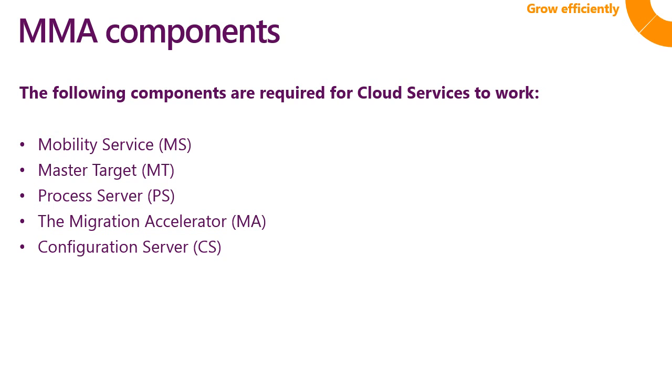This one master target can accommodate migration of up to 15 disks into Azure. If you do need more than 15 disks, then you will need additional master targets in order to accommodate this for you. Next, we have the process server. This is something that you install in the enterprise, inside your network, and this facilitates the communication between the mobility service on the internal servers and the master target on the Azure network.